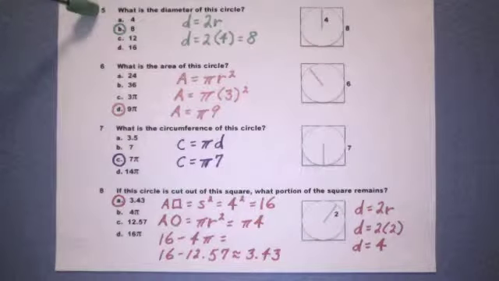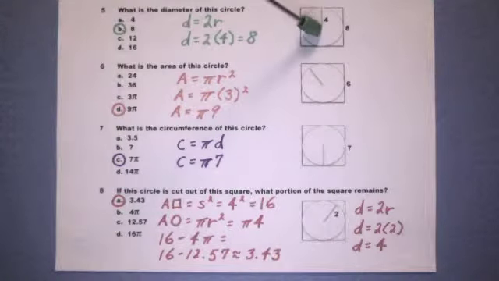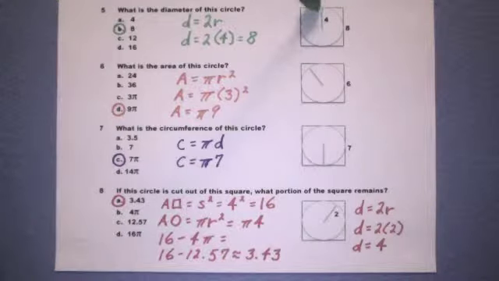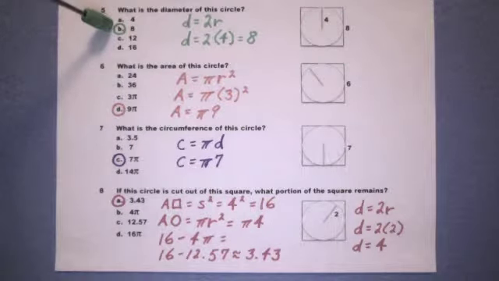Number 5. What is the diameter of this circle? I see that the radius is 4, so the diameter is 2 times the radius, which is 8. The diameter is the distance from one side of the circle to the other through the center. This length is exactly the same as the length of this side of the square. So if this is 8, then the diameter is 8. We didn't need to do any calculations.